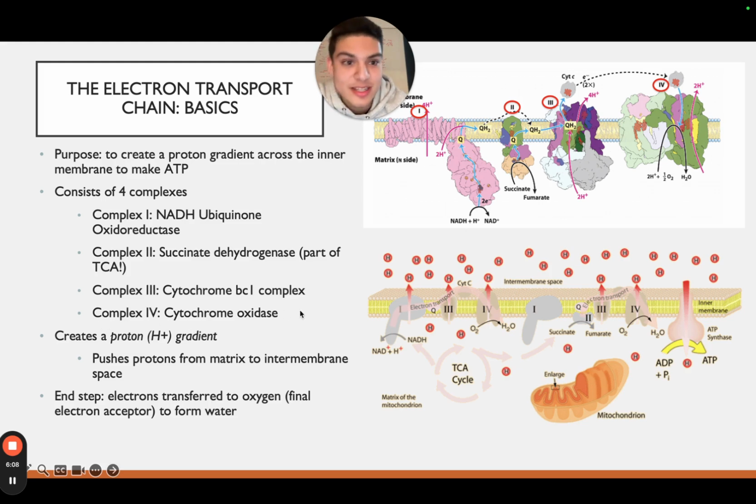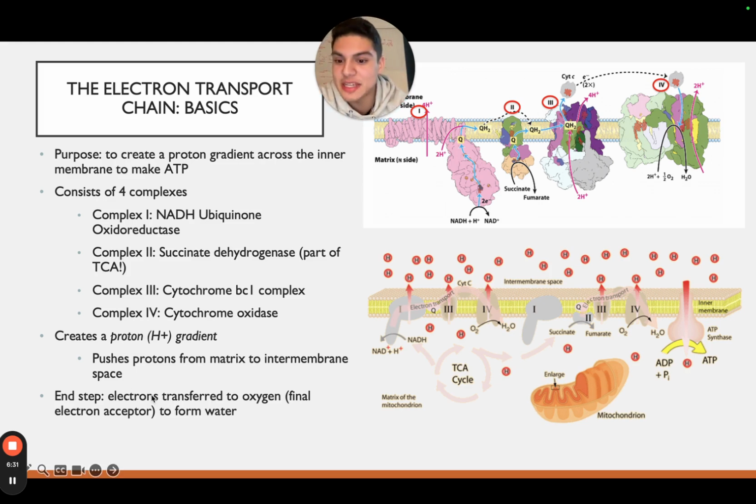And then complex 4 is cytochrome oxidase. We're going to oxidize our cytochrome C. That's why it's called that. I'll get back to you in terms of cytochrome B once we hit complex 3 more in depth. And we're creating this proton gradient every time we go through complex 1, 3, and 4. Complex 2 does not contribute to the proton gradient. So if you ever get a true or false question, does complex 2 contribute to the proton gradient? It does not. It is false.